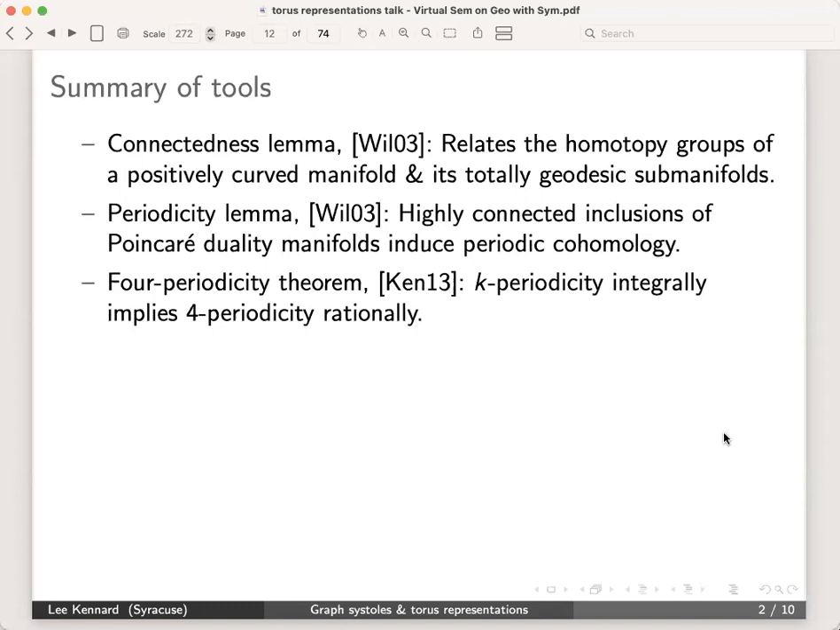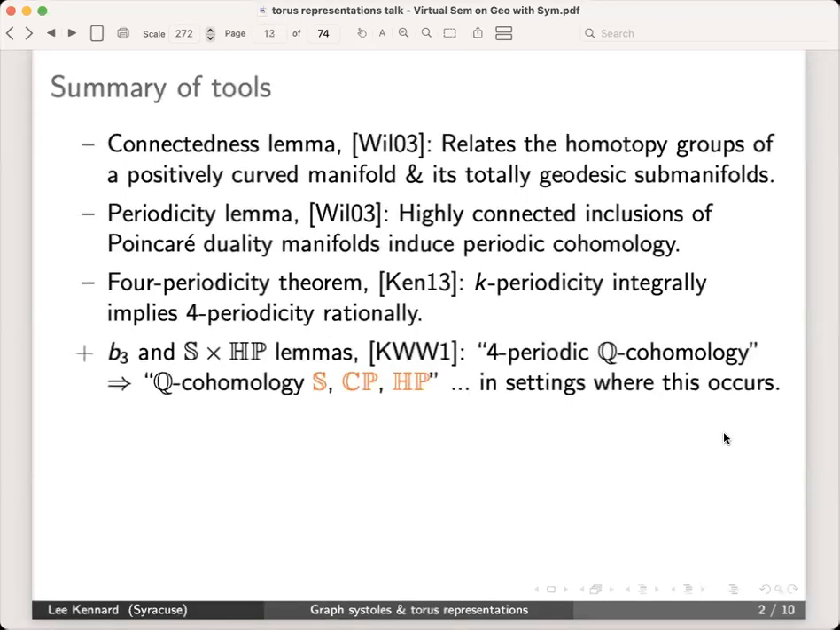So I'm not going to tell you exactly what that is. I want to tell you what it means. There's additional work in my first paper with Wiemeler and Wilking, where we show that in the settings where this occurs, so we have torus actions, positive curvature, compact manifolds, fixed point sets of circles, in some specific instances where you get 4 periodic rational cohomology, you can prove additional statements.